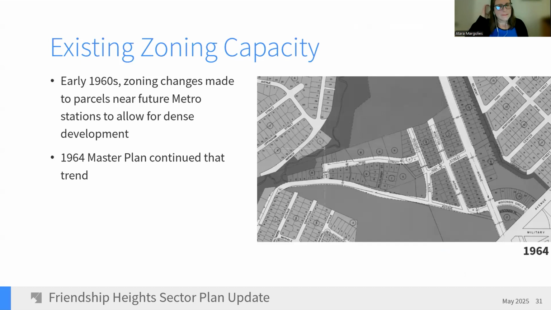Something else that we always take a look at in an existing conditions analysis is the zoning capacity, which means what is the maximum development possible here today, given the existing map zoning? It's a bit of a complicated story in Friendship Heights, so I'm going to try and simplify it in these 2 slides. In the early 1960s, the zoning code was changed such that parcels near future metro could be built to higher densities. And the 1964 master plan, which was the first master plan done by the planning department that focused on Friendship Heights and didn't just subsume it into Chevy Chase, reinforced that zoning change.